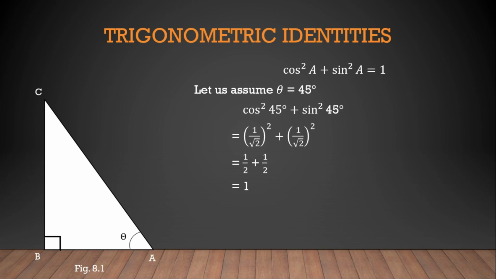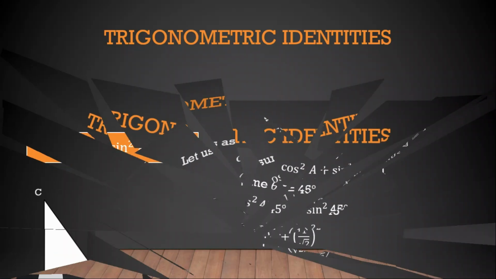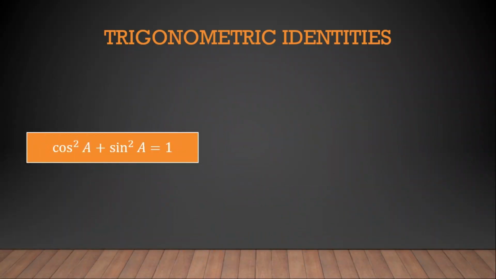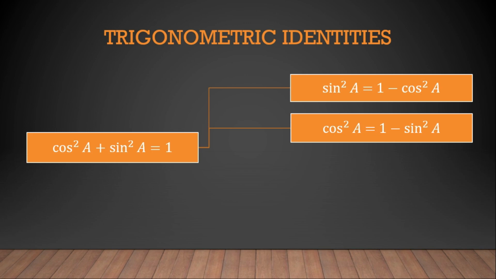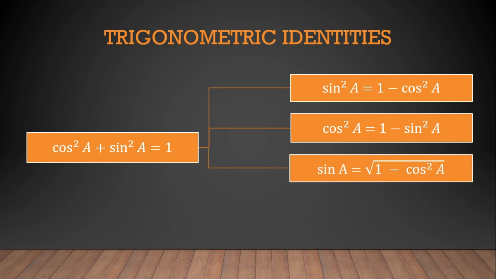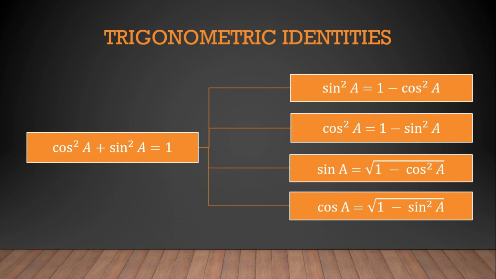Let us now see how many more equations we can make from this equation. First, sin square A is equal to 1 minus cos square A. Second, cos square A is equal to 1 minus sin square A. Third, sin A is equal to root over 1 minus cos square A. And fourth, cos A is equal to root over 1 minus sin square A.